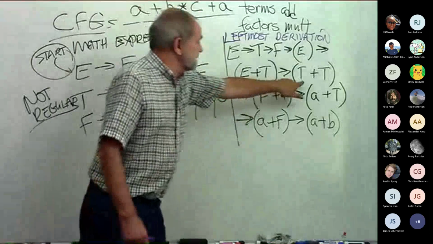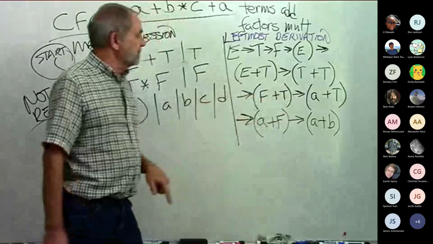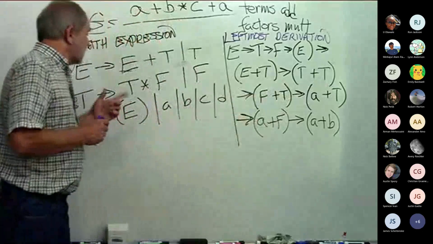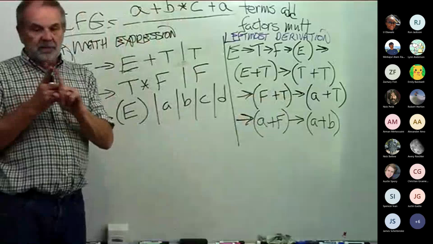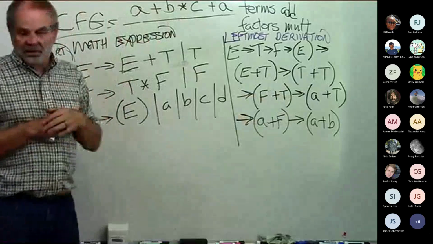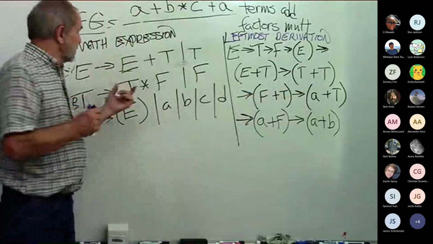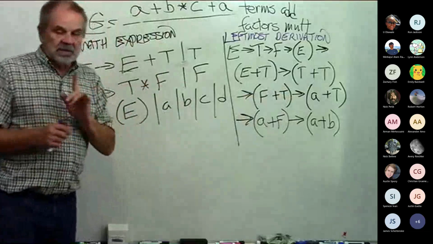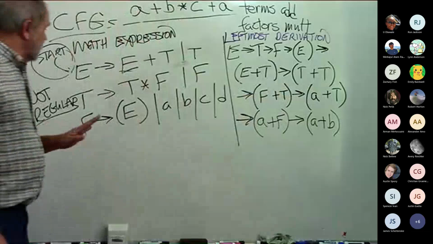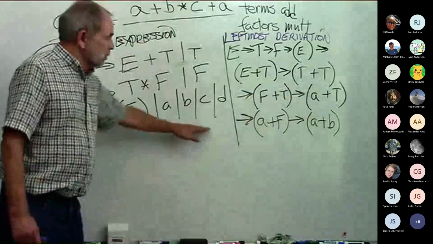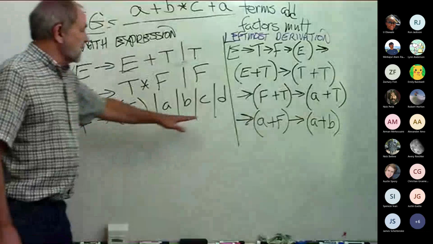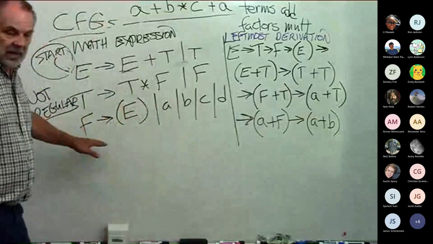I replaced this T with the F, and everything else stays the same. When you do the replacement, you apply one rule, and you replace the non-terminal with one of the right-hand side rules. So just to make it clear, again, I'm using some shorthand to fit it all on the board. How many rules are represented right here?